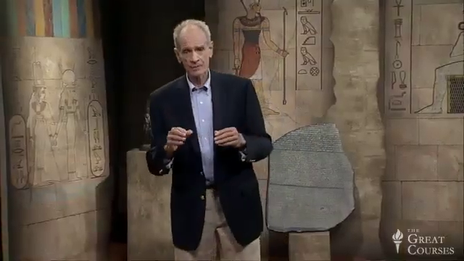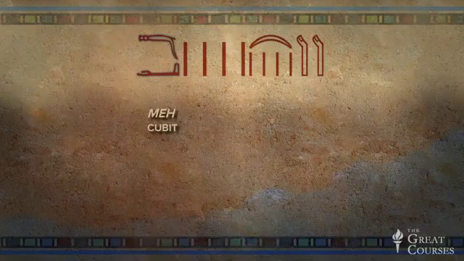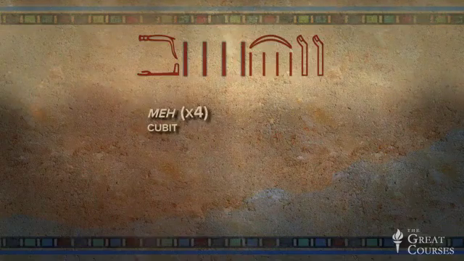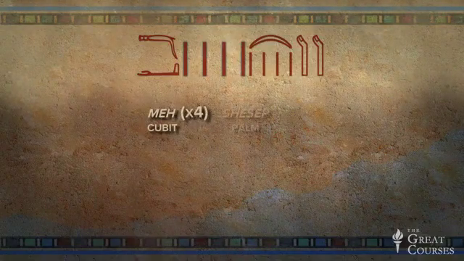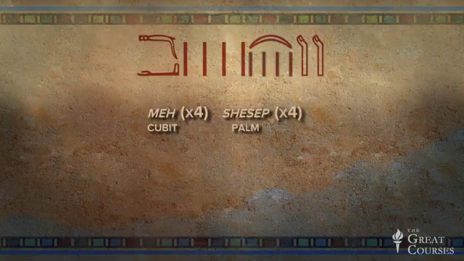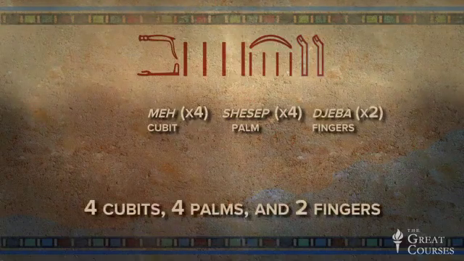Let's translate a measure. Well, the first word we recognize is for cubit, the whip in the arm. It's followed by 4 strokes, so that's 4 cubits. Next is the crescent moon for palm, so that's 4 palms. Last, we have 2 digits, so the measure is 4 cubits, 4 palms, and 2 fingers.